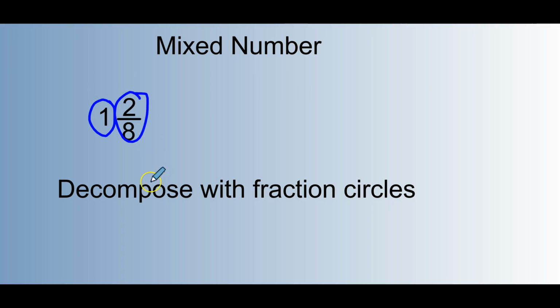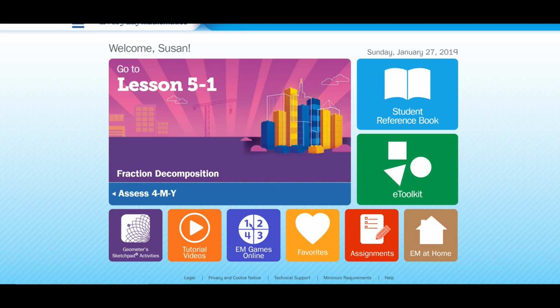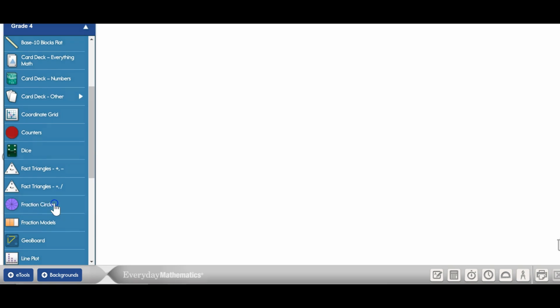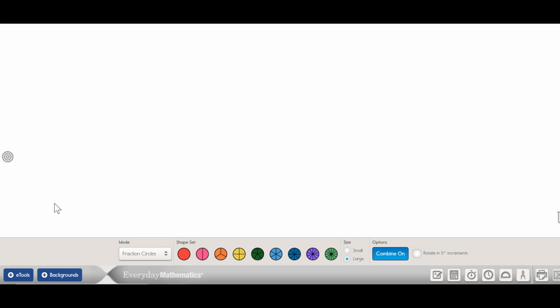Let's decompose using fraction circles. You can go to Connect Ed, go to the e-toolkit, click e-tools, choose fraction circles. Okay, so we were going to decompose 1 and 2/8.